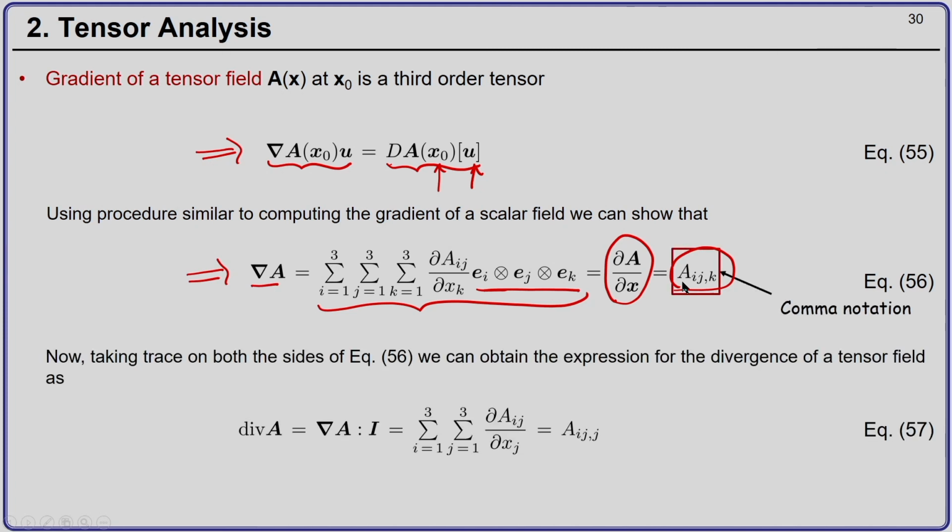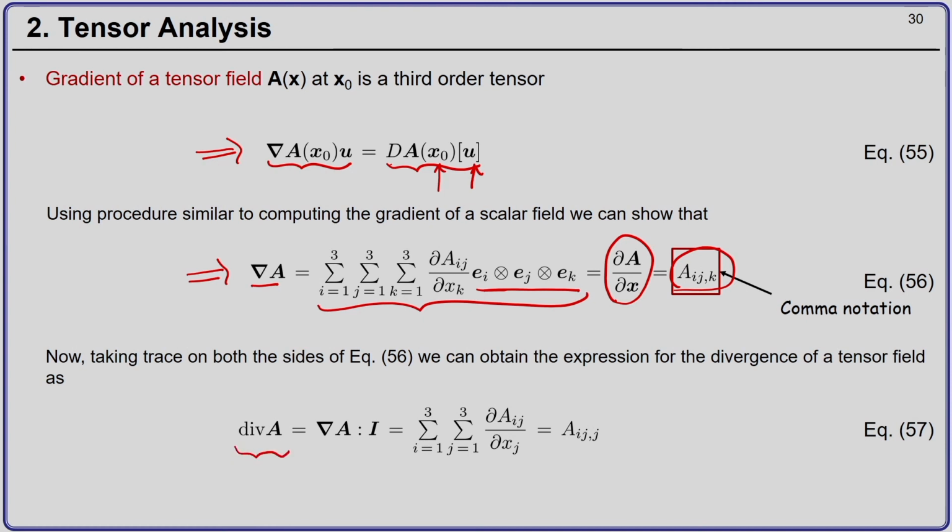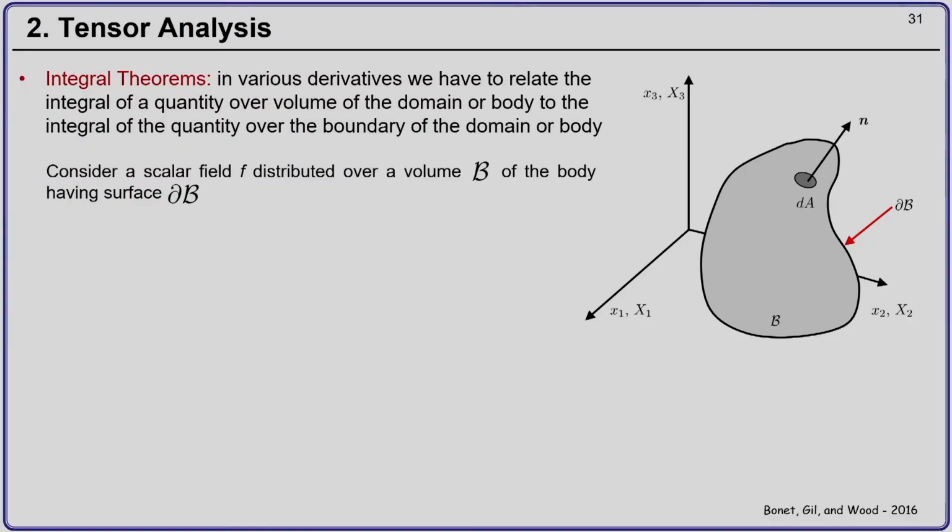Now, you can take the trace on both the sides as you did for vector field, and you can show that divergence of a tensor field is gradient of the tensor field contracted with the second order tensor, or in indicial notation this is A_ij,j. So, if you take the example divergence of stress, stress is a second order tensor, this will be nothing but sigma_ij,j. That is your comma notation.